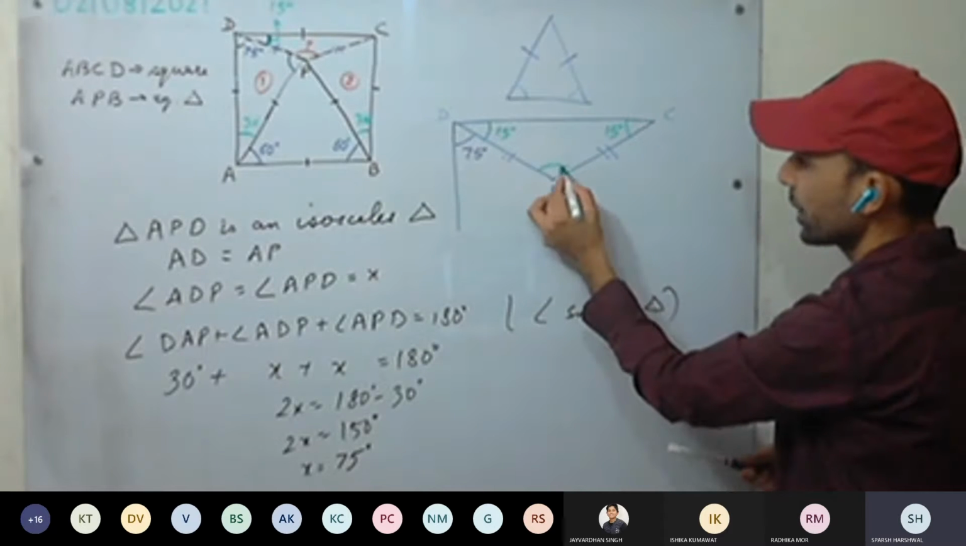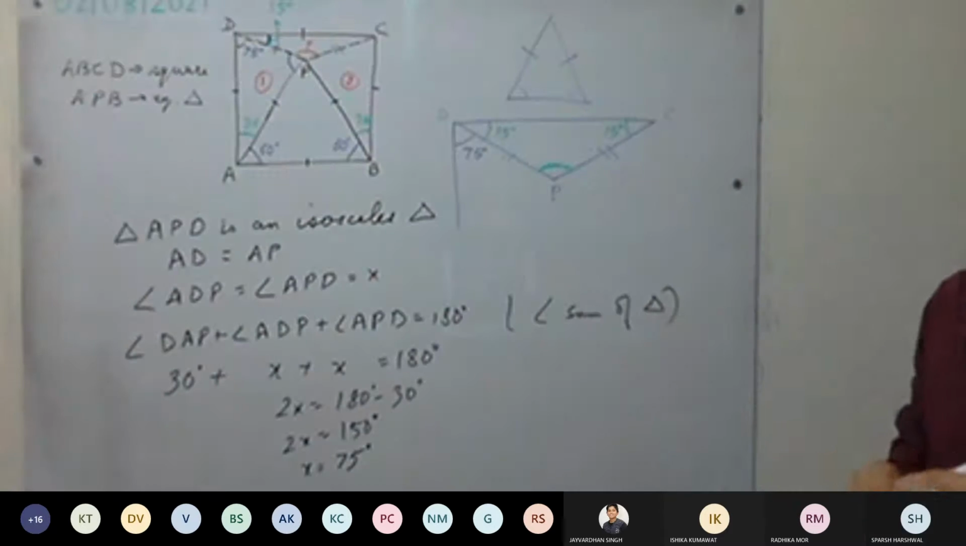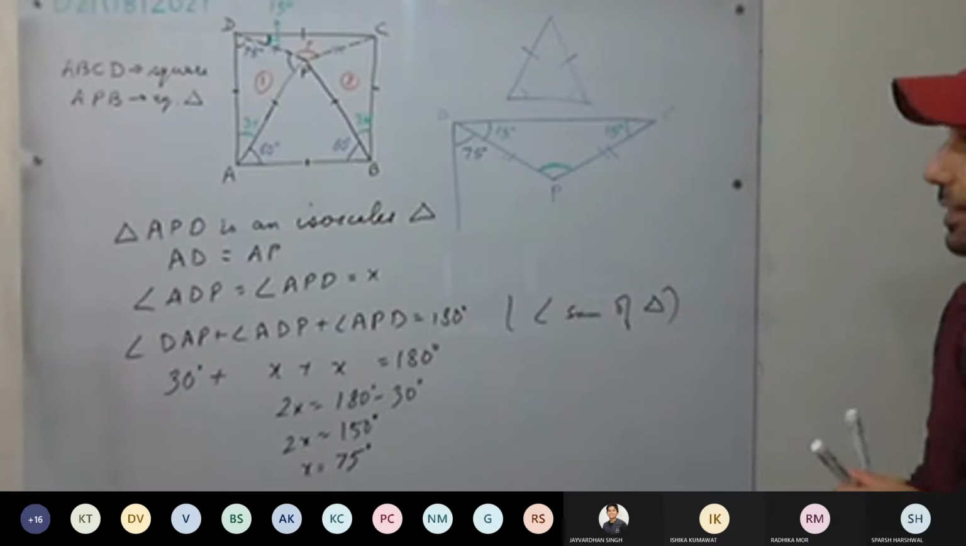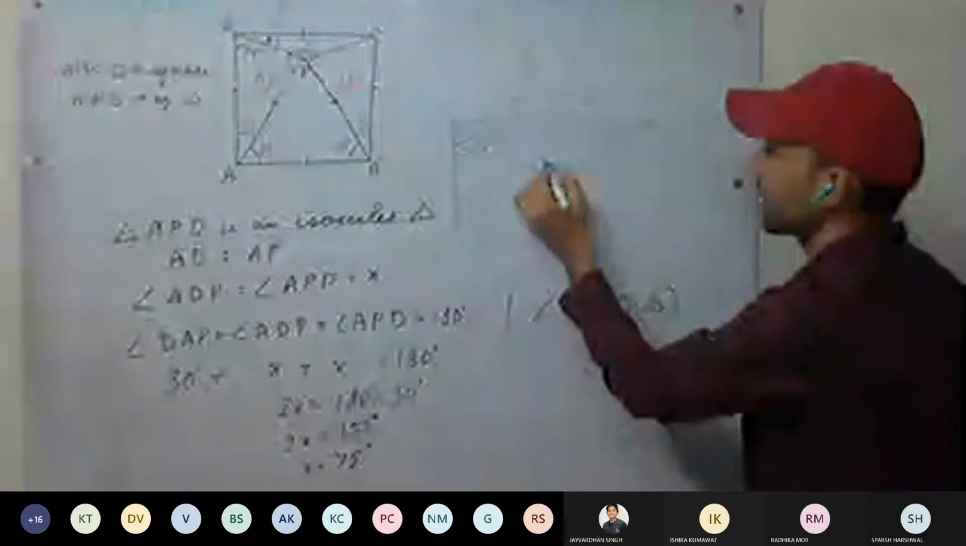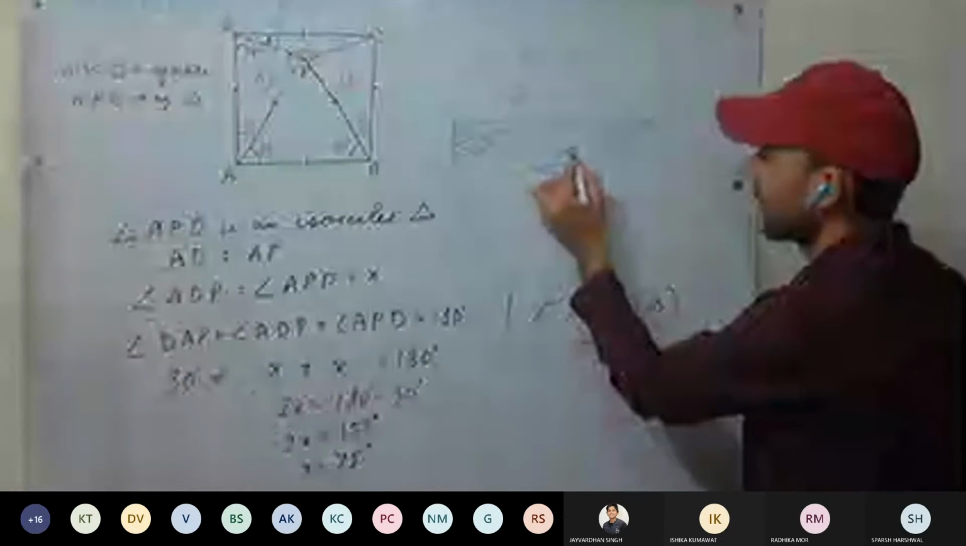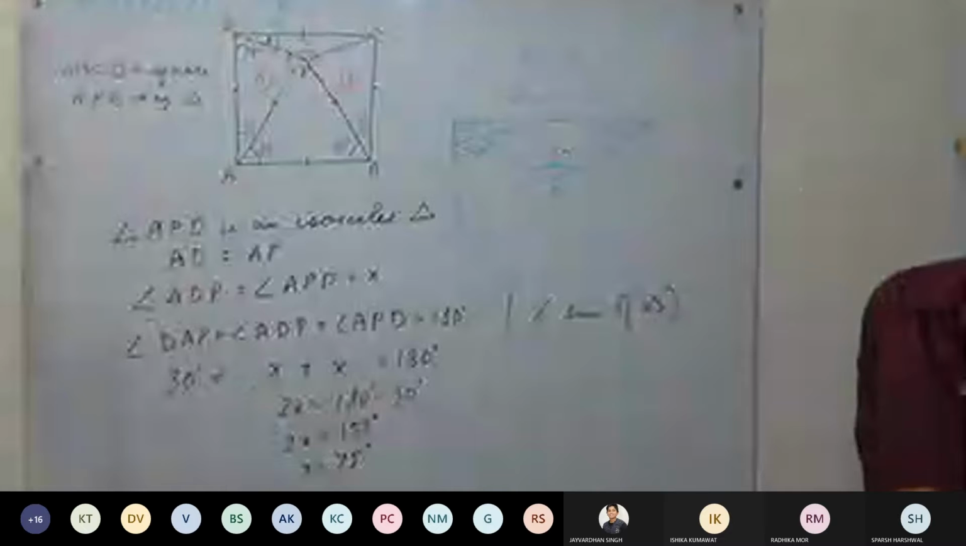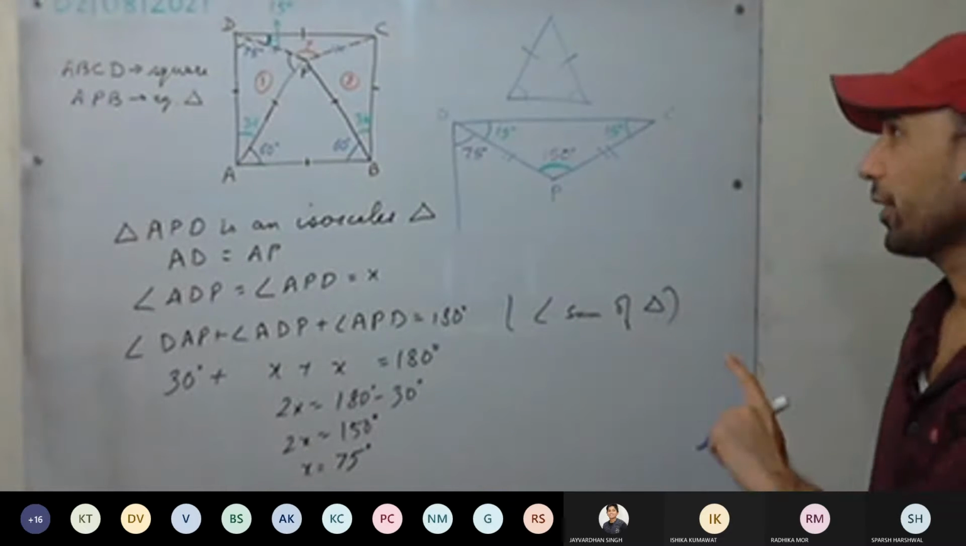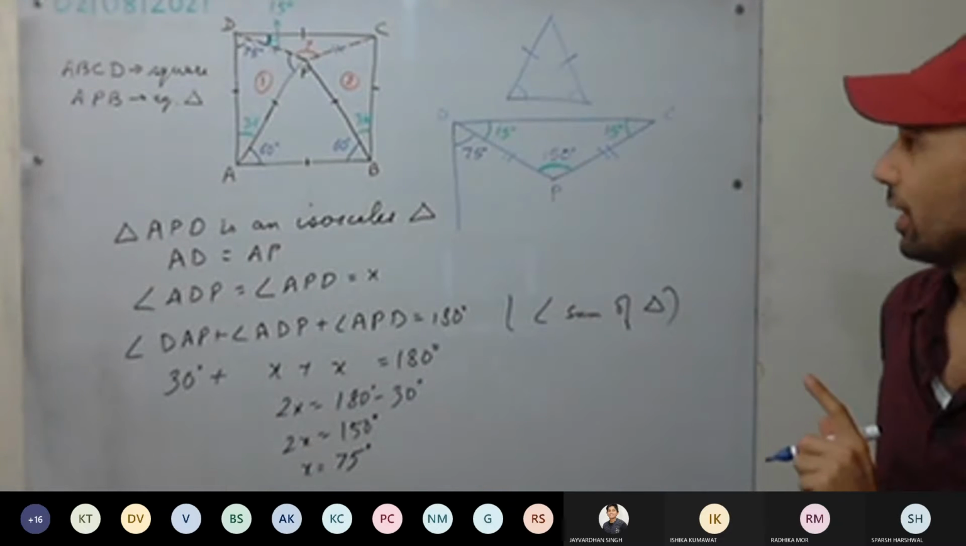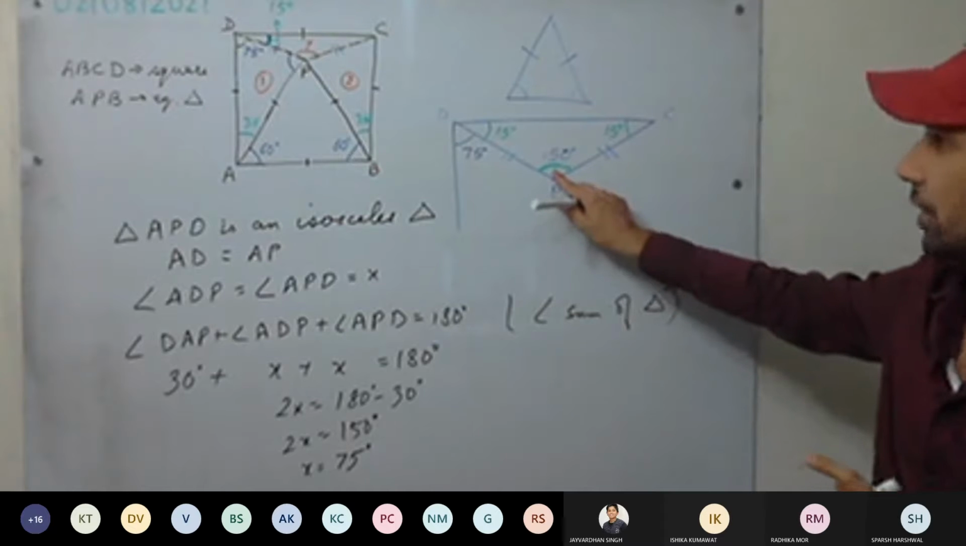Okay. The remaining angle you can calculate. How much will it be? 150. 150 degree. Okay, this angle we had to find. Understood? This is one way. One more way is there, I'll be telling you that one as well. Okay, this is clear to calculate.